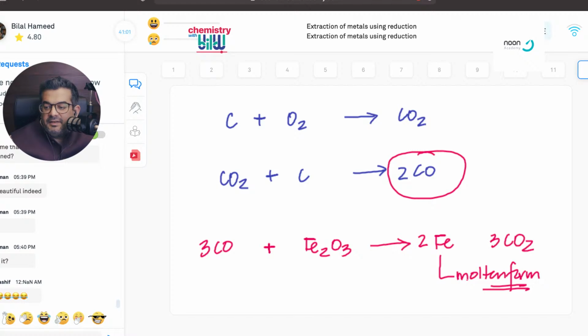Literally, this is what's happening in real life. There's one other thing that happens, which is to do with impurities. Because in the real world, this guy is impure.